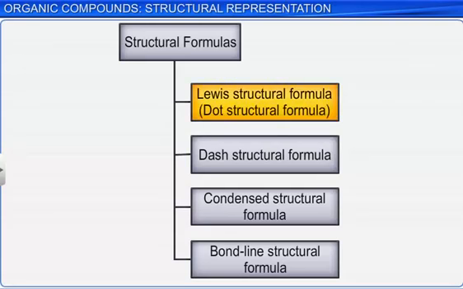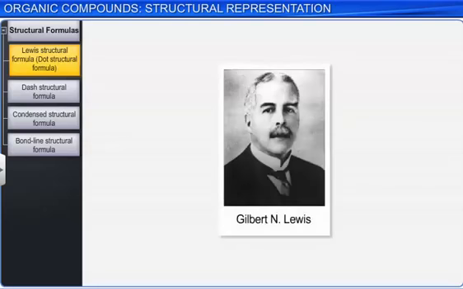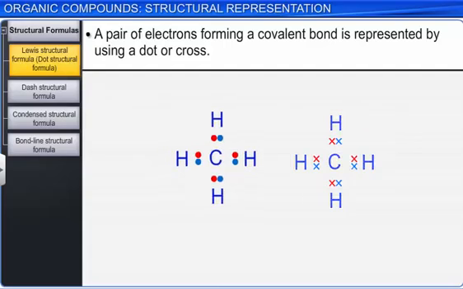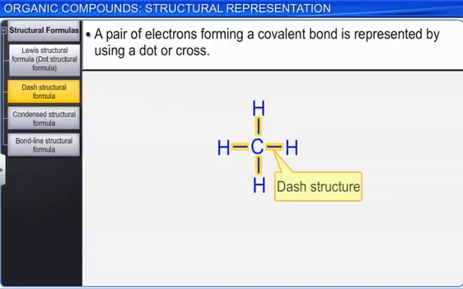Let's first look at the Lewis structural formula. The Lewis structure is named after the scientist Gilbert N. Lewis. In Lewis dot structure, a pair of electrons forming a covalent bond is represented by using a dot or cross. However, the Lewis dot structure can be further simplified by representing a pair of electrons by a dash. This simplified representation is called dash structure.